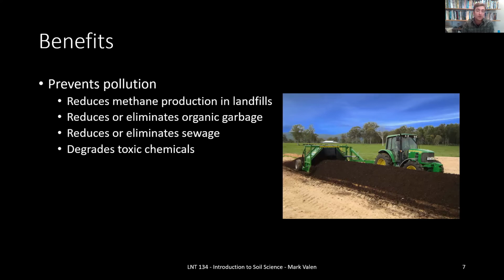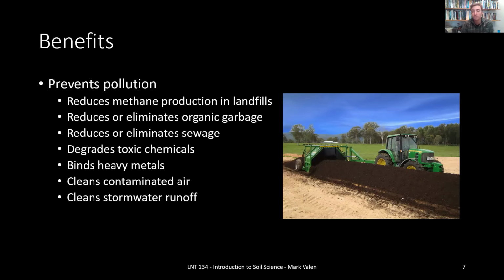Compost can help to degrade toxic chemicals, break them back down into forms that are no longer harmful. Compost can even bind with heavy metals and make them so they aren't available or water soluble. Compost can clean contaminated air. It can clean stormwater runoff.